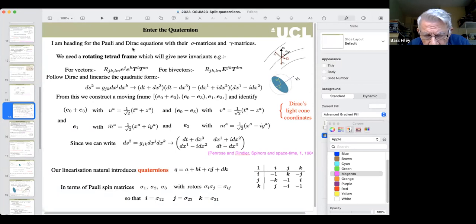And of course, what I'm doing here is I'm heading for the Pauli and the Dirac equations. I've already shown you how the quantum potential comes in. I didn't tell you how I did it. Now let me give you some background into how I did it and what motivated me to go in this direction.